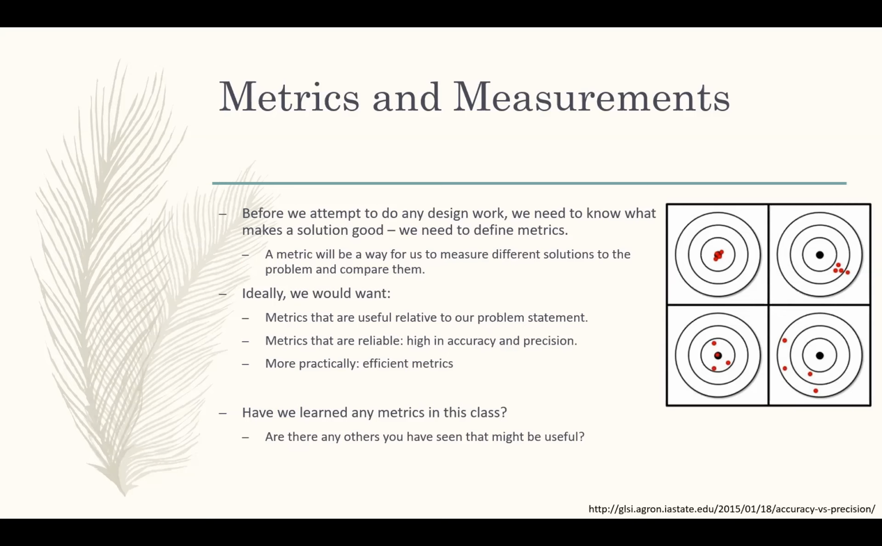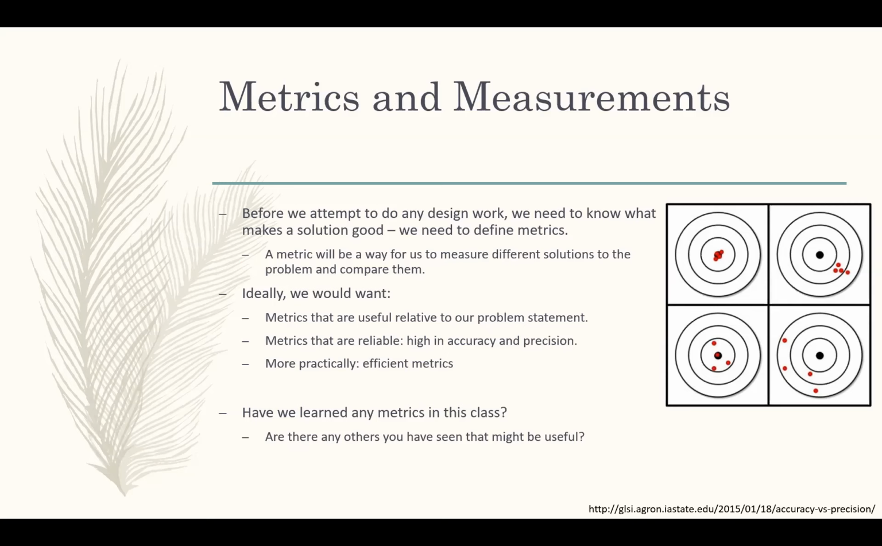So we want to have different ways to talk about our programs and say, okay, this program, according to this metric, looks like this. According to this metric, it looks this other way. So our metrics have a couple of requirements on them. One is that they're useful relative to my problem. It's not useful otherwise.